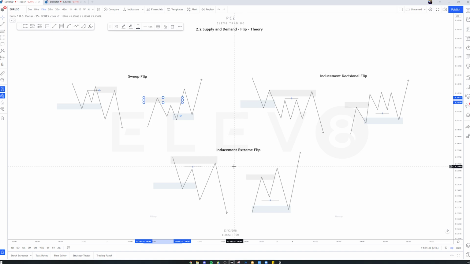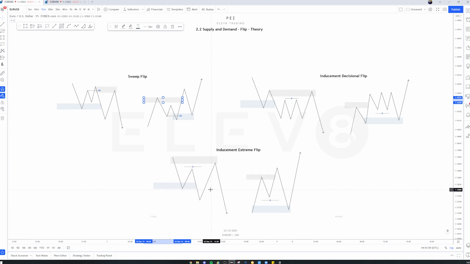So the final one is the inducement extreme flip. This is the same as this, but no liquidity is generated above this level. As you can see, we come down into demand here, pull back, and demand fails straight away. Now if we were to create some liquidity below here, because obviously there's a supply level in this, then we could look to trade from this level.